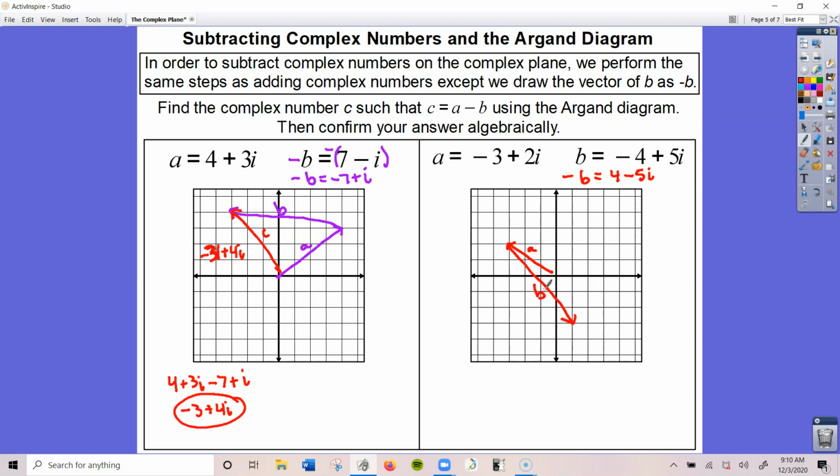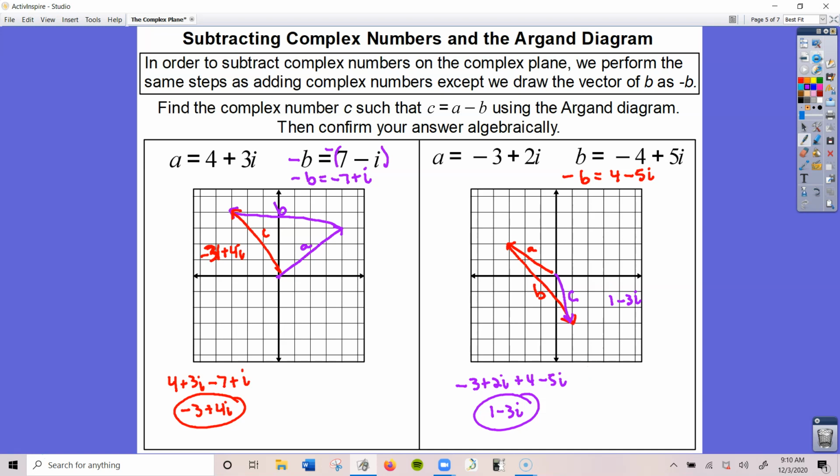So this is B. And therefore, my final vector of C is this one right here, and it is represented by 1 minus 3i. And now again, we're going to confirm this answer. So we have A, which is -3 plus 2i, and I'm subtracting B, so +4 minus 5i. -3 plus 4 is 1, and 2i minus 5i is -3i.